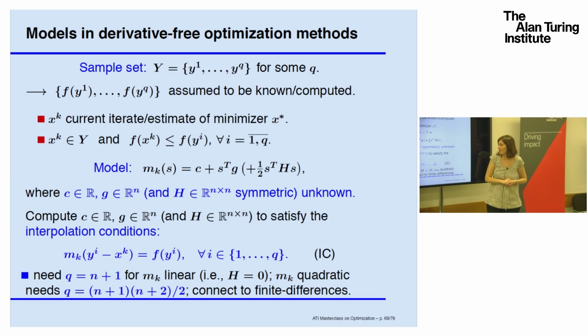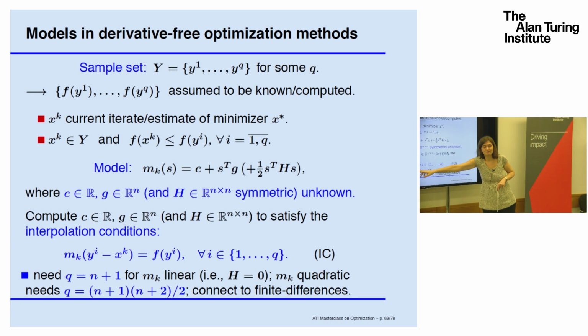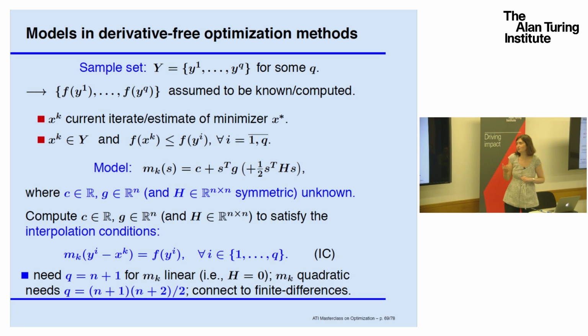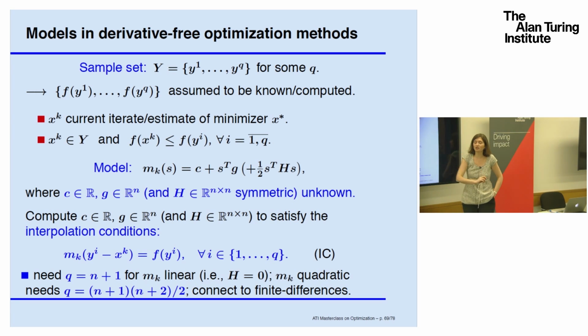So I'm going to ask you, how many points do I need to compute a linear model on the sample set Y? I need n plus 1, where n is my problem dimension. How many points do I need to construct a quadratic? I need order n squared. Because of the non-convex nature of the landscape, if you just use linear models for general optimization, it will be quite inefficient. It will be essentially more like steepest descent, right? So you have to put in some curvature information.